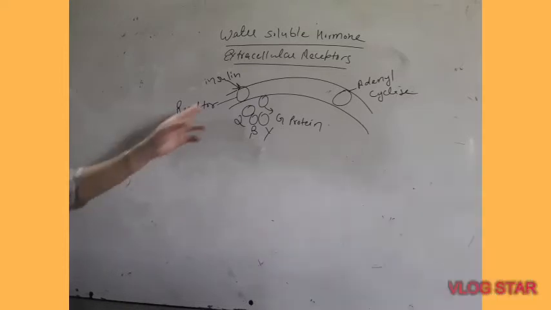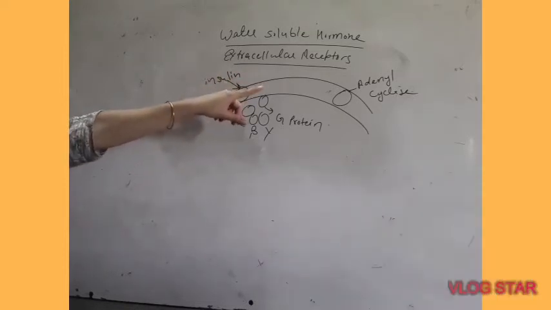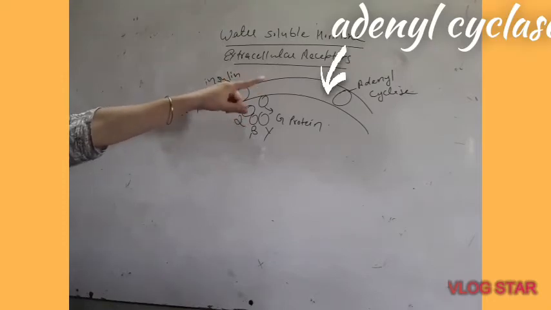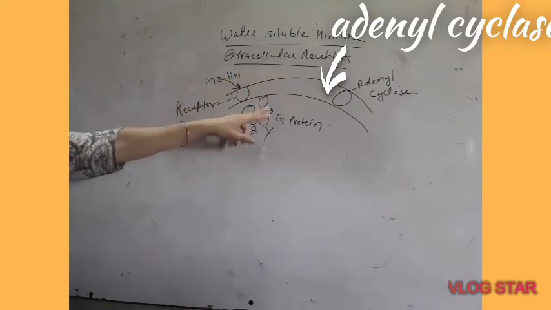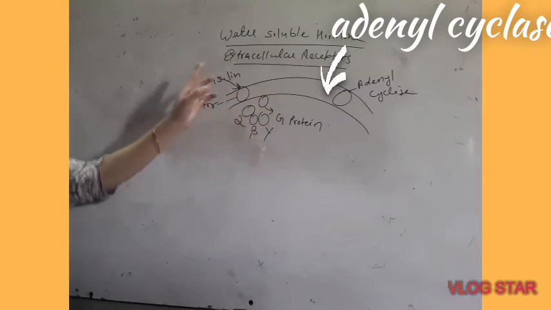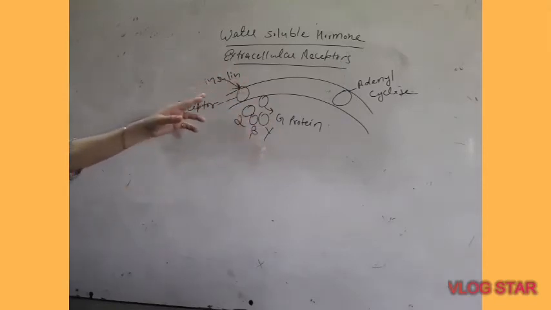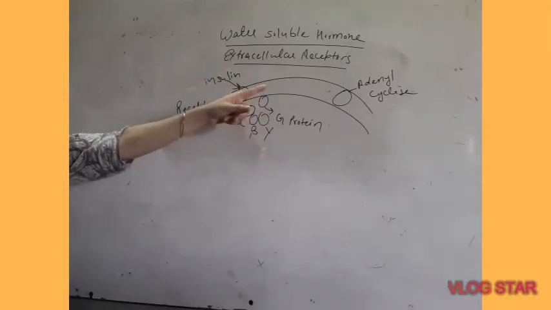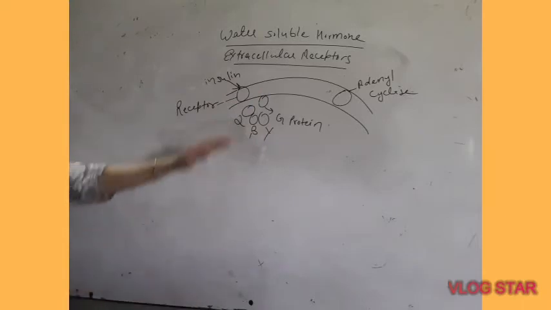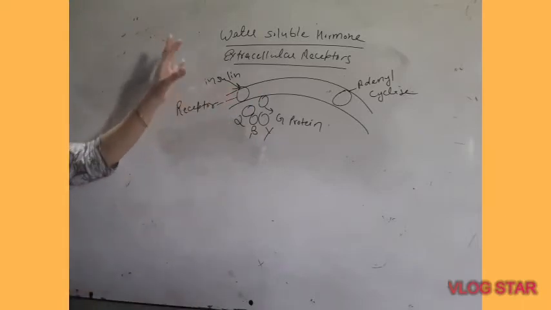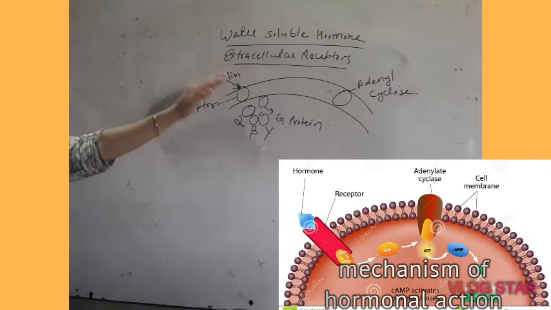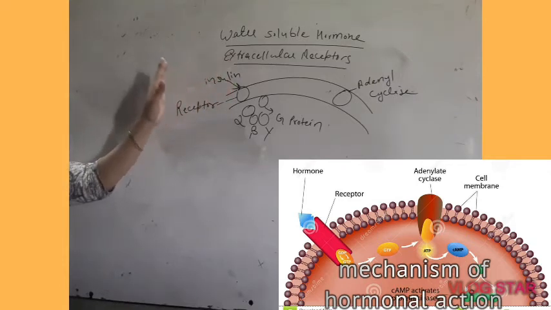This plasma membrane has three components. One is receptor, one is an enzyme I have mentioned, adenyl cyclase, and third is a protein called G protein. What is the function of receptor? We have done. It receives the first messenger, that is hormone, and forms a hormone receptor complex.